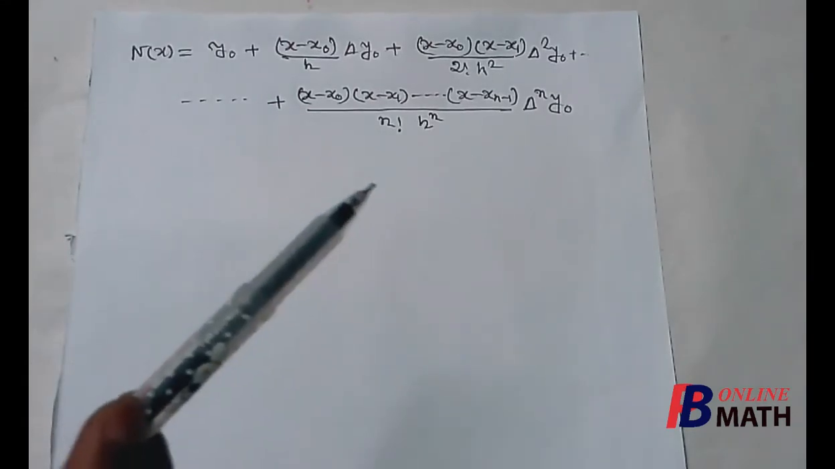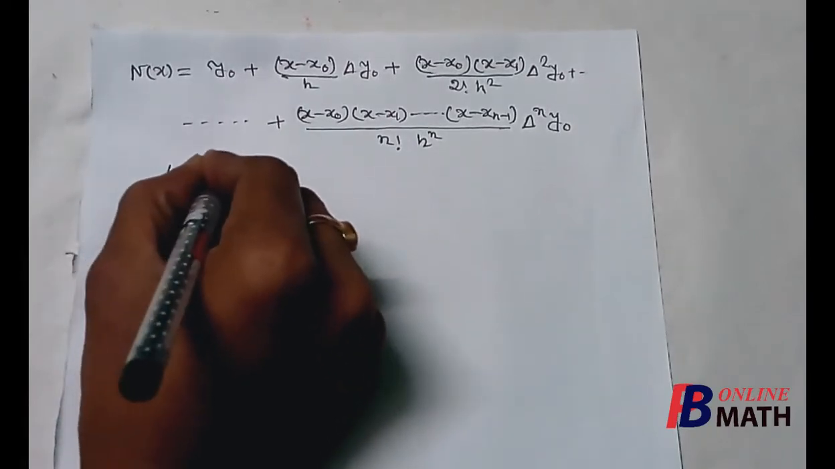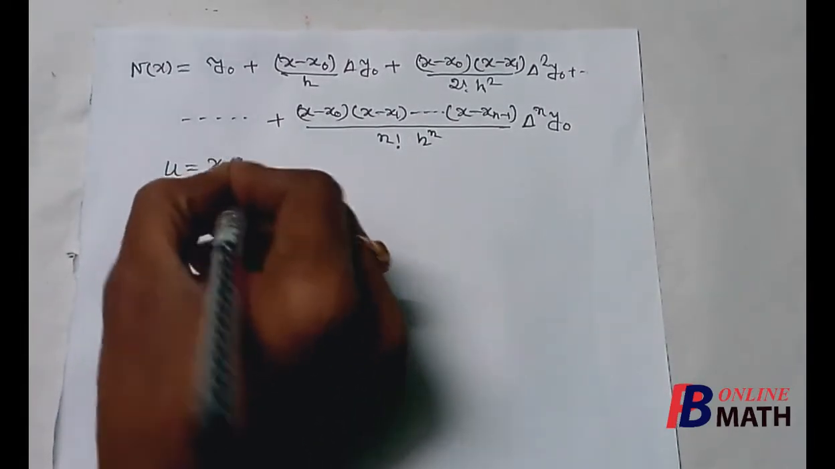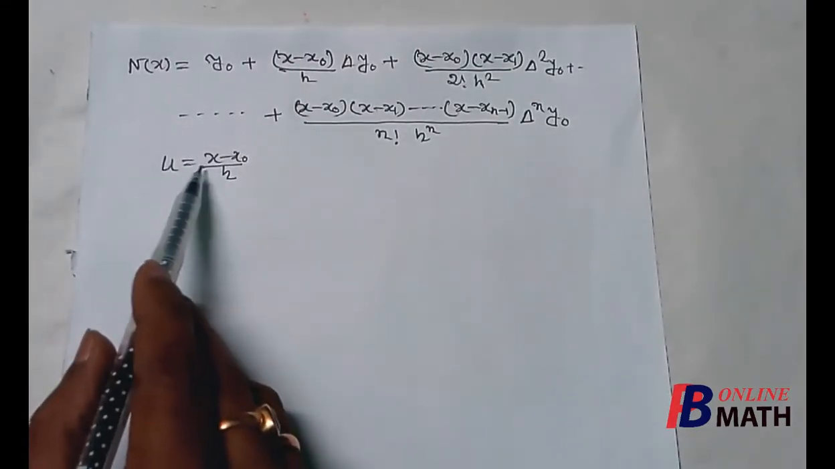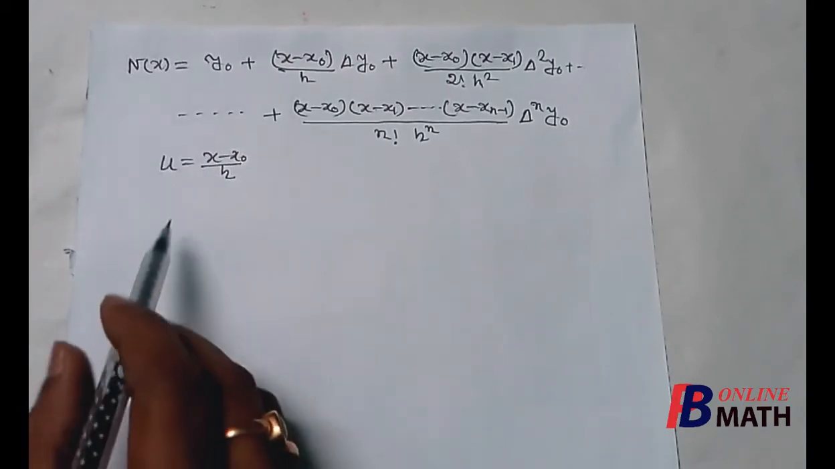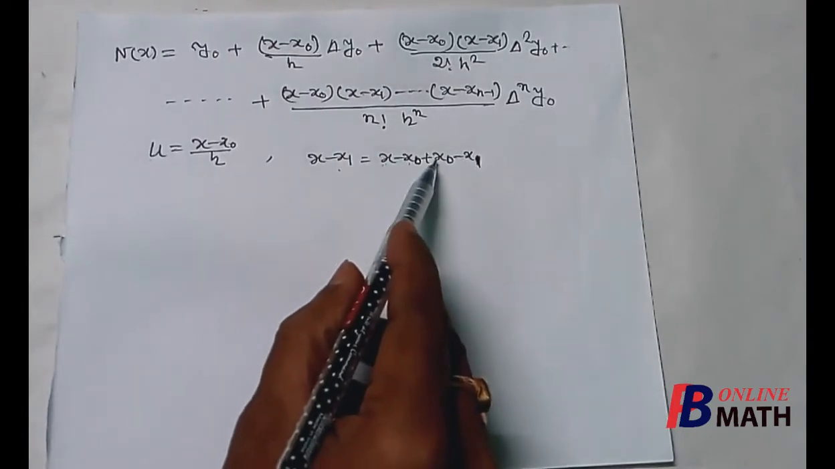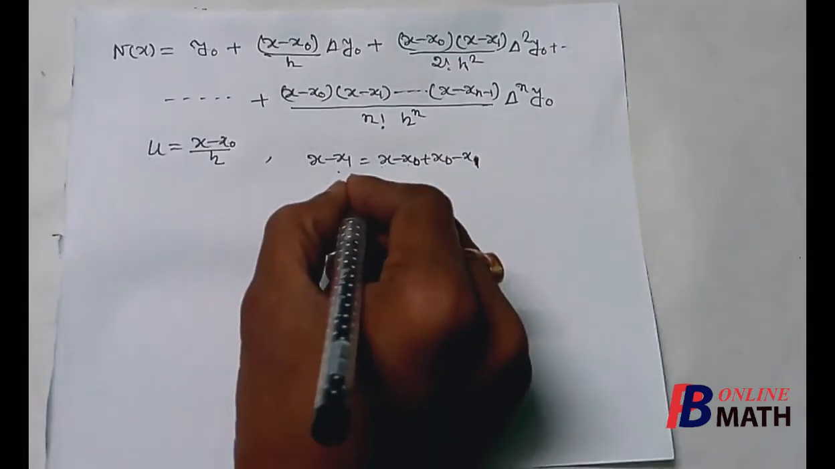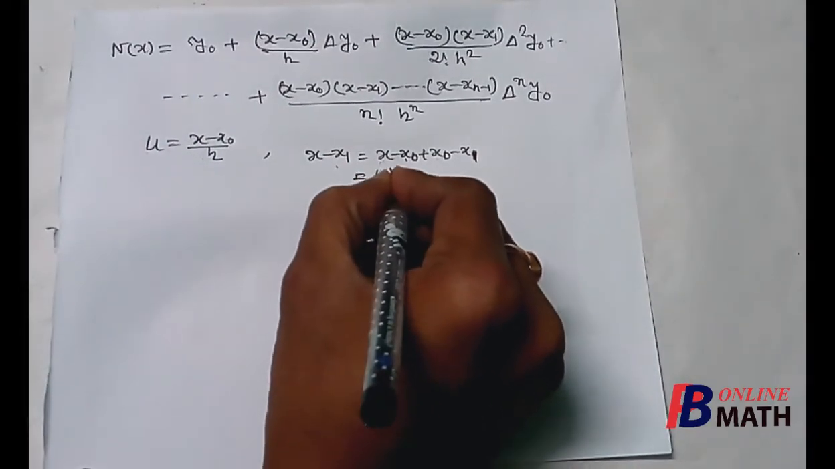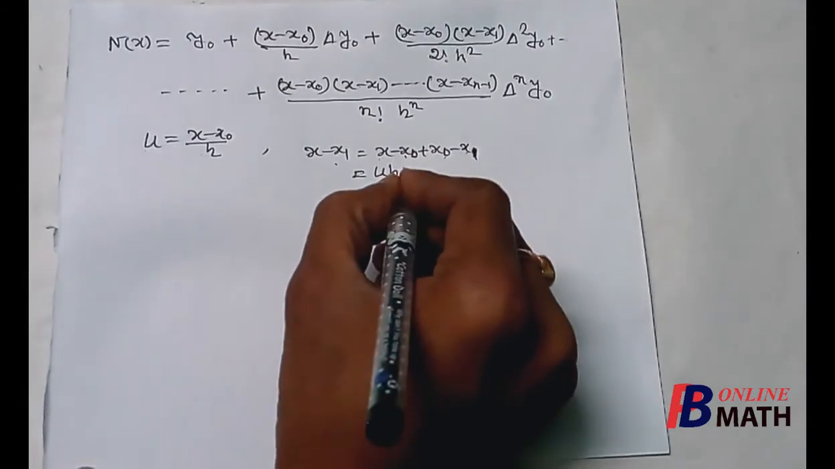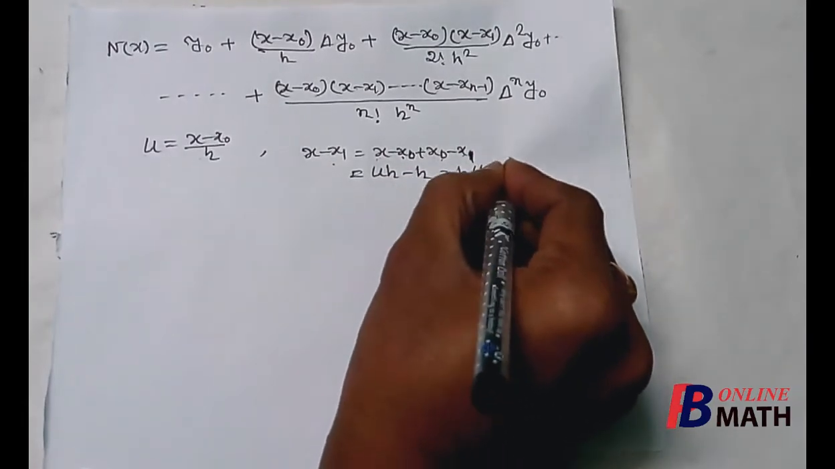Now we shall convert this polynomial into some standard form by using this transformation u equal to (x minus x0) by h. If we need the value of this polynomial at the point x, then we shall replace u equal to (x minus x0) by h. Now x minus x1 can be written as (x minus x0) plus (x0 minus x1). Now x minus x0 is equal to uh, and x0 minus x1 is minus h. So if you take h common, then it becomes h into (u minus 1).